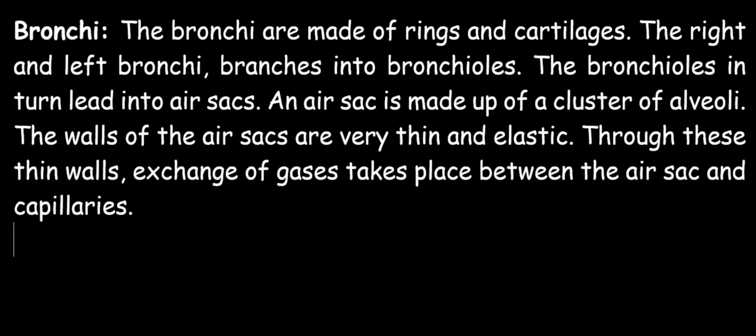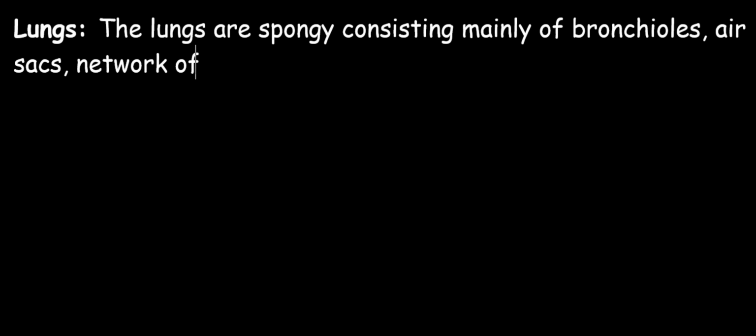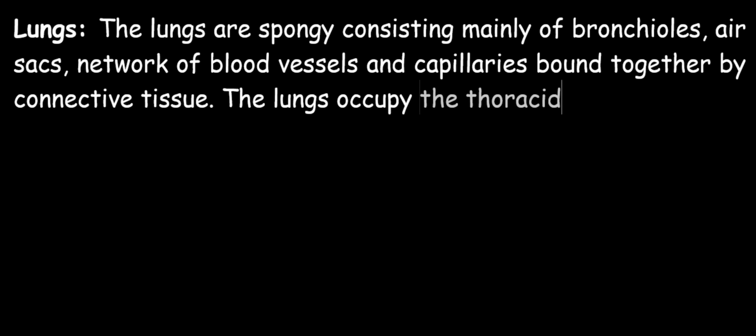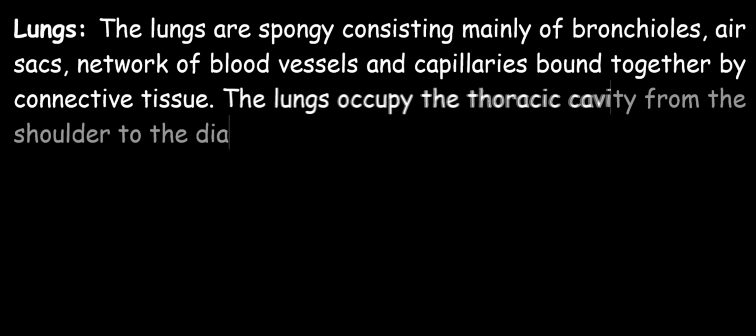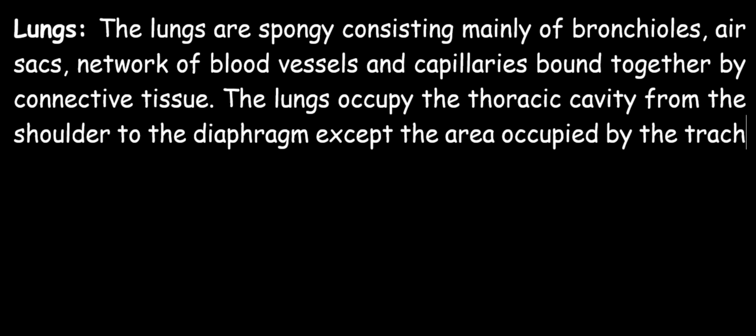Next thing we are going to be talking about is the lungs. The lungs are spongy, consisting mainly of bronchioles, air sacs, network of blood vessels, and capillaries bound together by connective tissue. So now let's look at the extent of the lungs. The lungs occupy the thoracic cavity from the shoulder to the diaphragm, except the area that is being occupied by the trachea, the gullet, the blood vessels, and the heart.